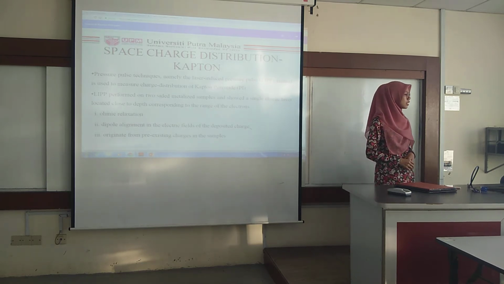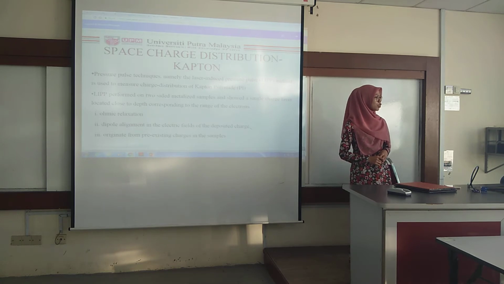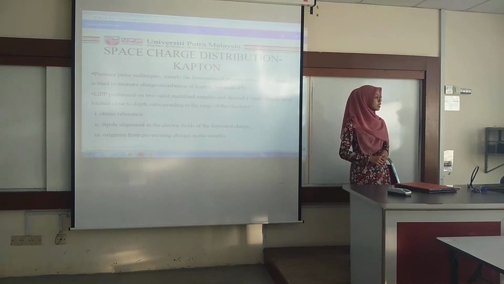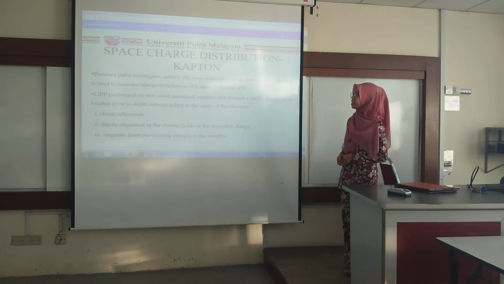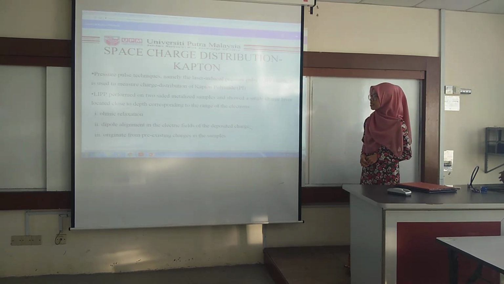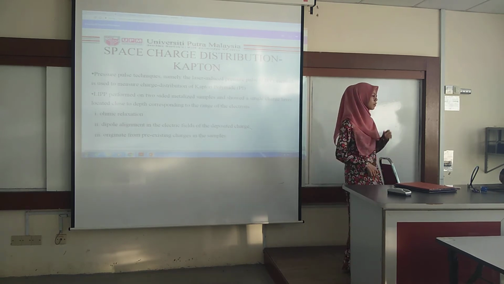to measure the charge distribution of Kapton. LIPP performed on a two-sided metal sample shows a single charge layer located close to the depth corresponding to the range of the electron. This is due to three reasons: the first is ohmic relaxation, the second is dipole alignment, and the third is that it originates from pre-existing charge in the samples.